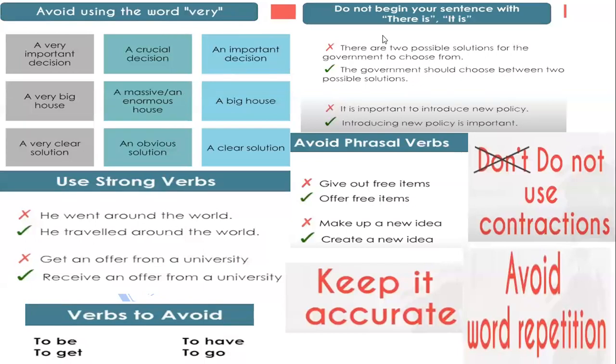যেটা আমি ওখানে বলেছিলাম। So do not begin your sentence with there is or it is. Like there are two possible solutions for the government to choose from. You can write like this, that the government should choose between two possible solutions. It is important to introduce new policy. Introducing new policy is important. মানে আপনার লেখার যে ক্রিয়েটিভিটি বা প্রফিসিয়েন্সি লেভেল, এই সকল ক্ষেত্রেই যাচাই হবে। যেমন there are is a simple, খুবই কমন way of writing.